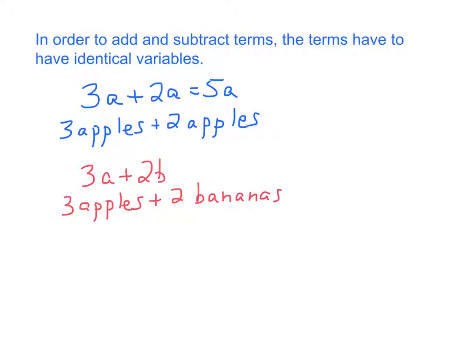One other thing I would like to mention here is to remember that a single variable by itself, for instance x, has an understood coefficient of 1 in front of it. If I have x plus x, I could think about that as 1x plus 1x, which is equal to 2x.